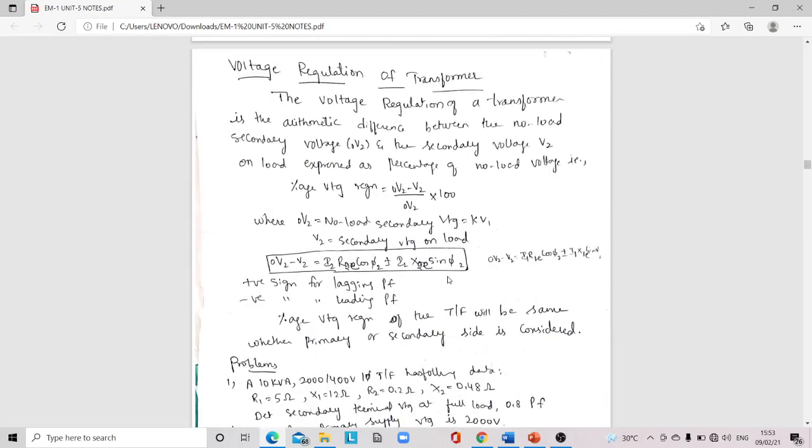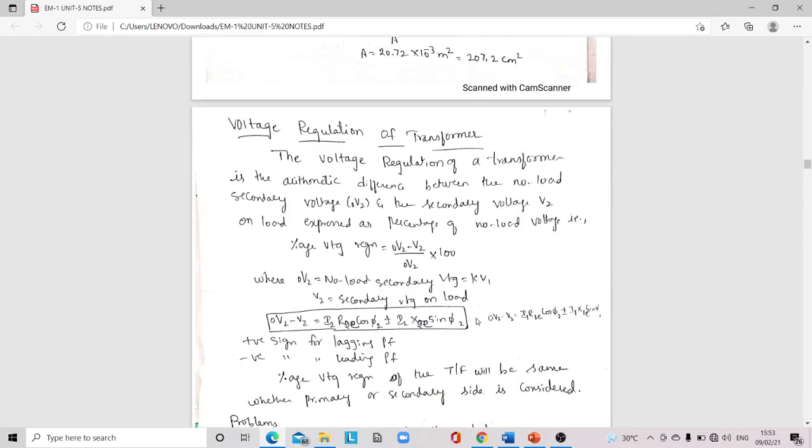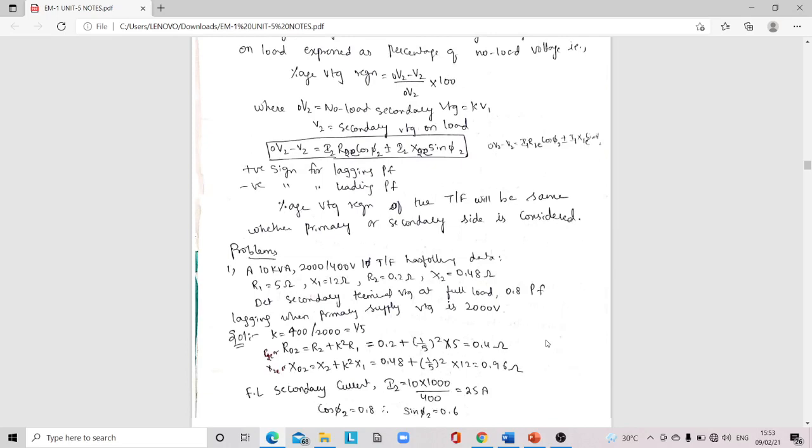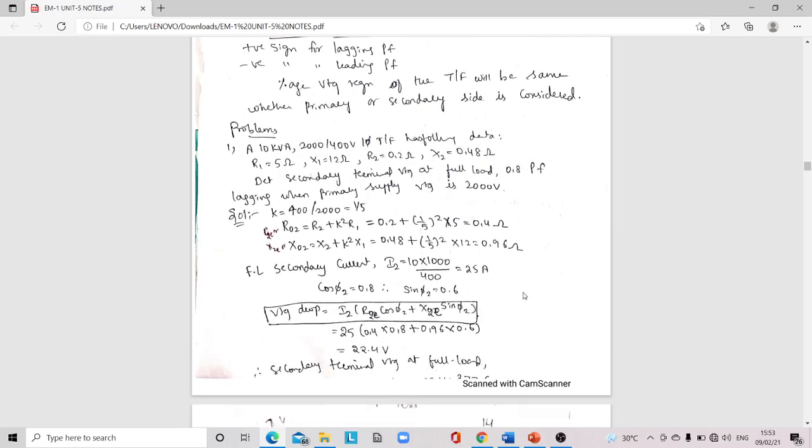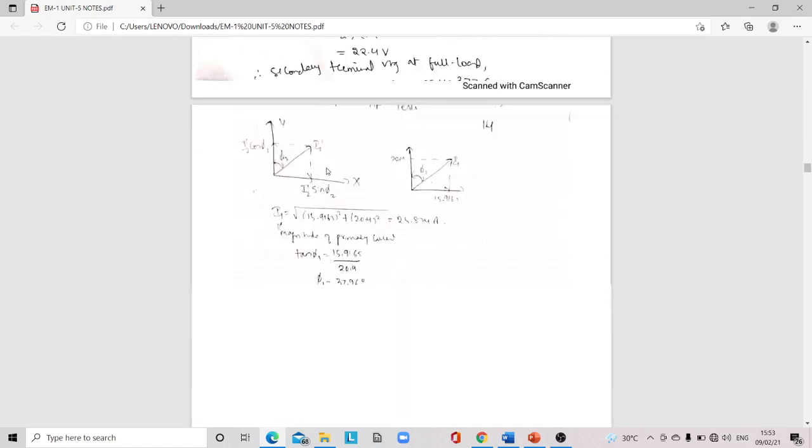Then voltage regulation. Very important for short question. Voltage regulation is nothing but the arithmetic difference between no load secondary voltage and secondary voltage on load, expressed as a percentage of no load voltage. So in terms of this, it is I2 R2 cos phi 2 plus or minus I2 X2 sin phi 2 if you are considering the secondary. If you are considering the primary side, it is I1 R1 cos phi 2 plus or minus I1 X1 sin phi 2. Positive sign for lagging power factor, negative sign for leading power factor.